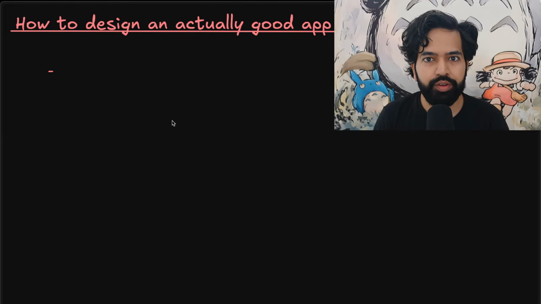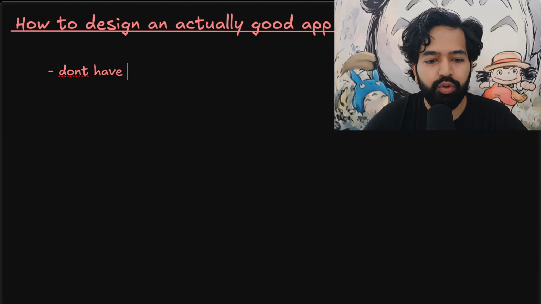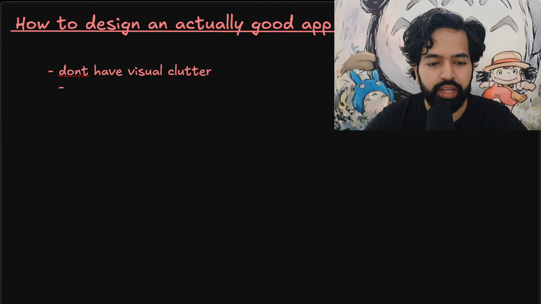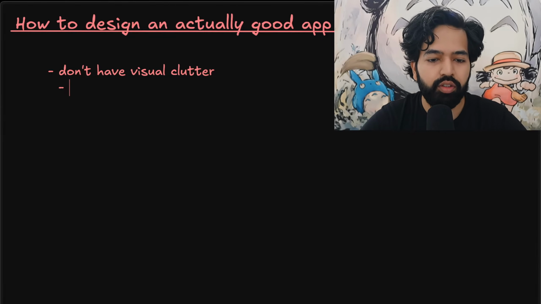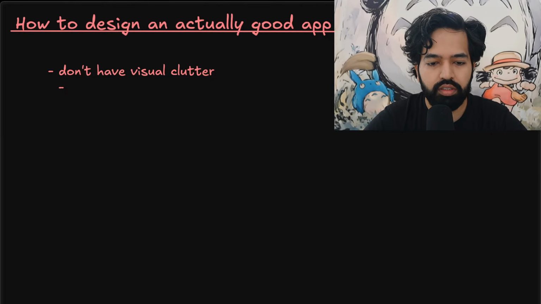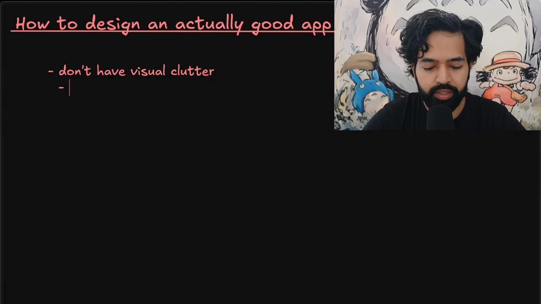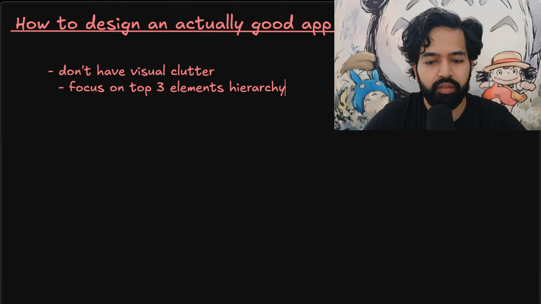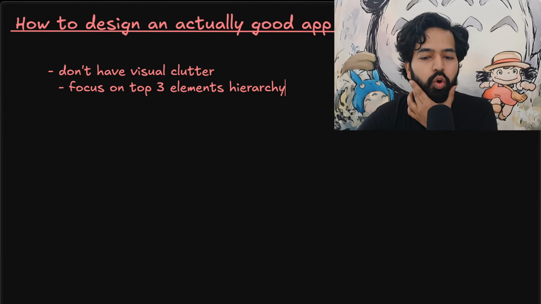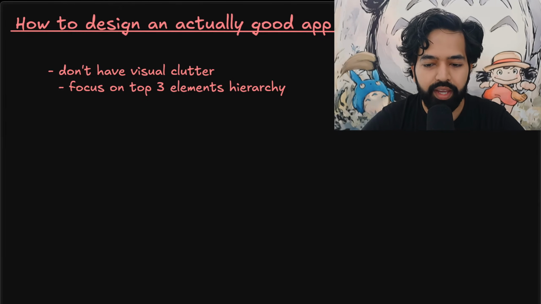From all of the apps we saw today, the clear mistake seems to be just visual clutter, right? Don't have visual clutter. But what does this mean? When I was starting out, this was really hard to understand. So let me see if I can break it down. Don't have visual clutter. This really means focus on the top 3 elements of hierarchy. A person can only focus on one thing at a time.